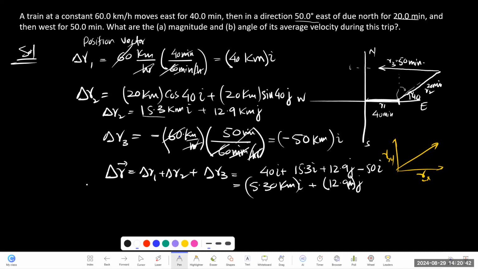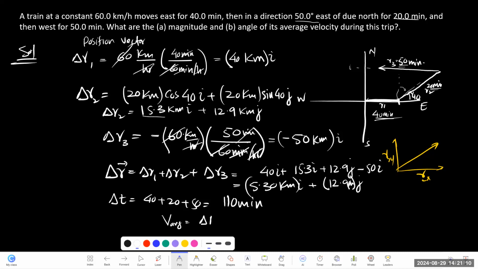Now we need to find out delta t. Delta t, the total time, is 40 minutes plus 20 minutes plus 50 minutes, which is 110. So it's going to take 40 minutes here, 50 minutes, 20 minutes here, 60 and 60, 50, 110 minutes. I need to calculate the average velocity.